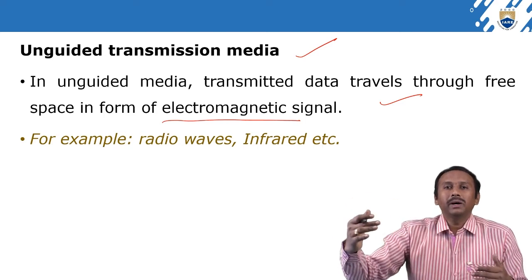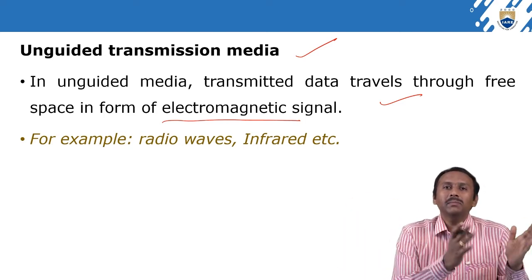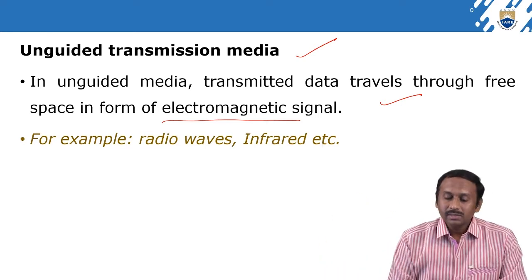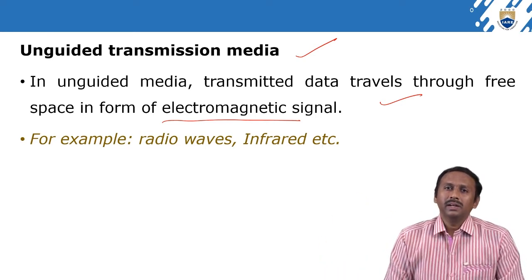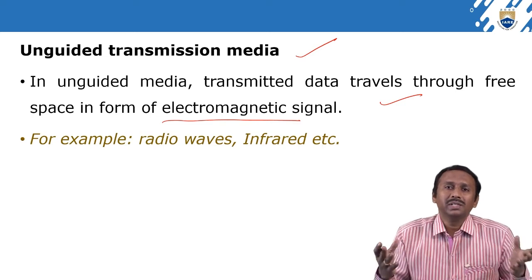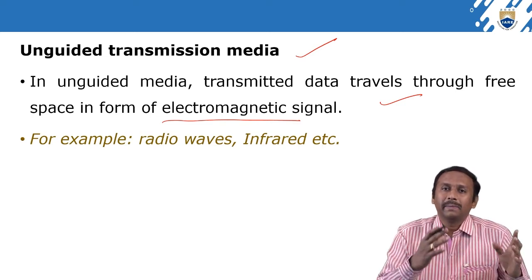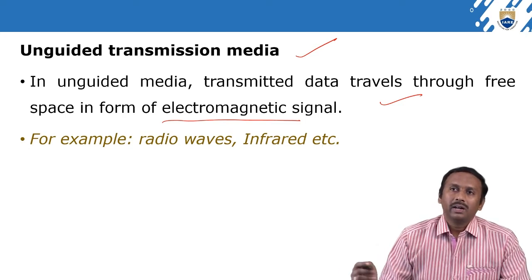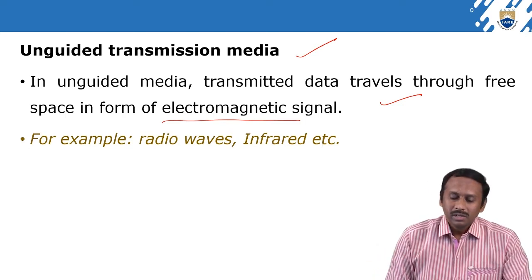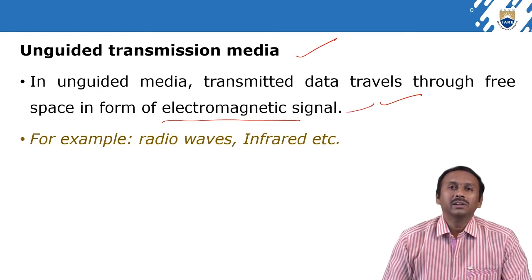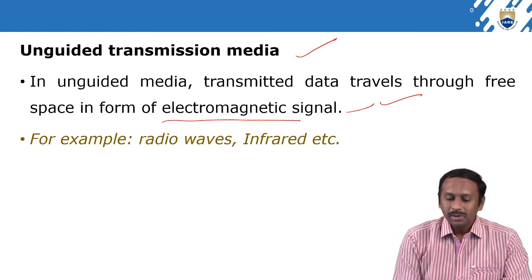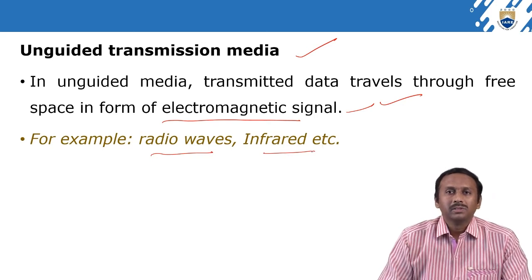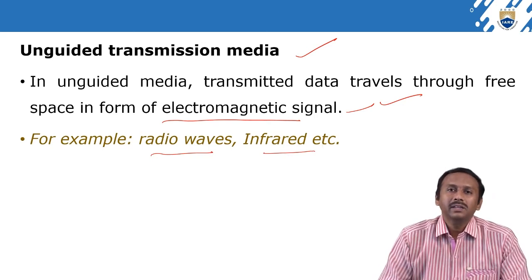Through this dedicated path, data is transmitted from one particular source to a destination system, isn't it? Whereas here, in wireless data travel, there is no dedicated path, so the packets freely travel across the internet. And how is it transferred? In the form of electromagnetic signals, for example radio waves and infrared are the best examples. So here the air acts as a medium.